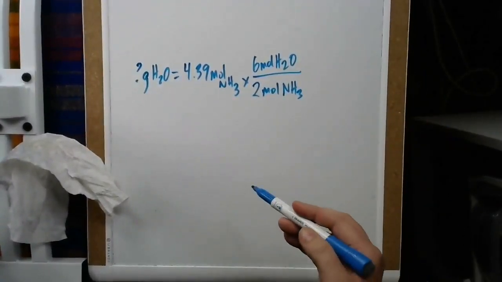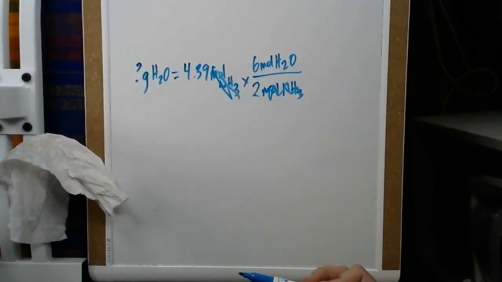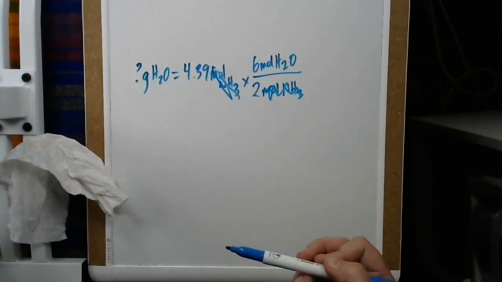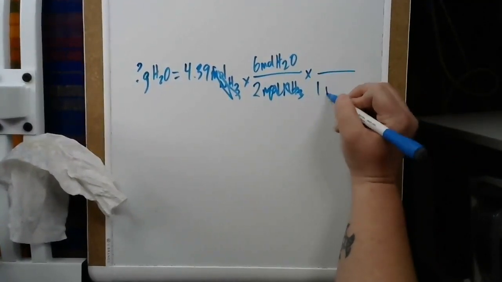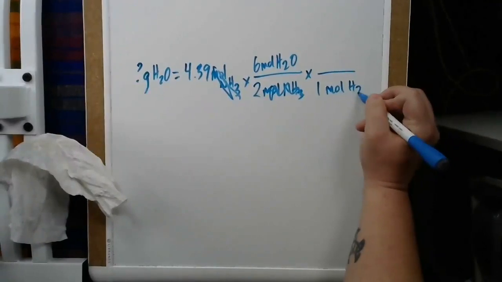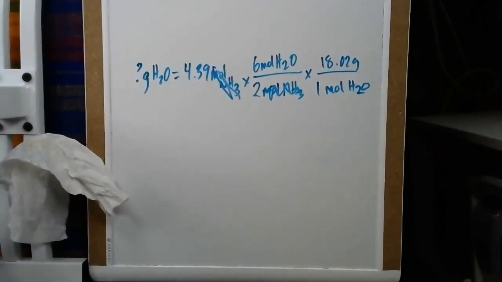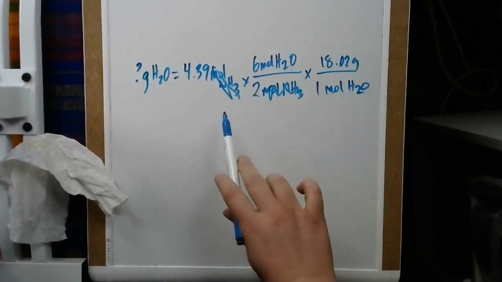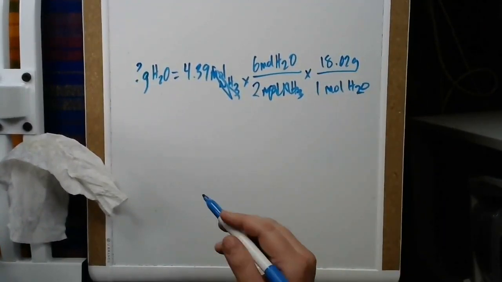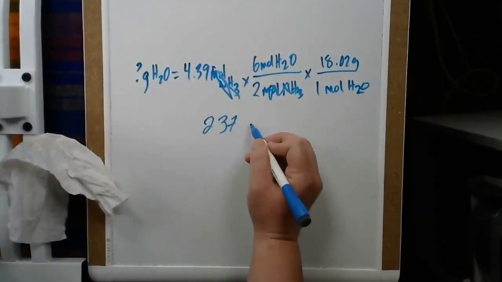So now we've essentially switched from ammonia to water. And I want to know how many grams of water, so I'm going to have to multiply that by the molar mass of water. So I know that 1 mole of H2O is 18.02 grams of H2O. Okay. Now everything that's on the top of the fraction bar gets multiplied. Everything that's on the bottom gets divided. You should end up with around 237 grams.